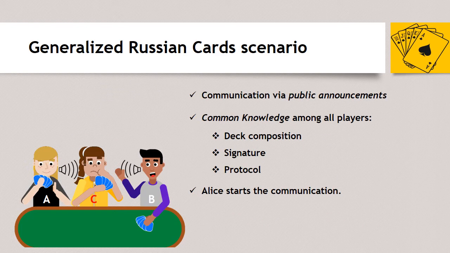In this setting, Alice and Bob must communicate with each other via public announcements, and under the assumption that the deck composition, the signature of the deal, and the communication protocol are common knowledge among the players. It is also assumed that the communication starts with Alice's announcement.